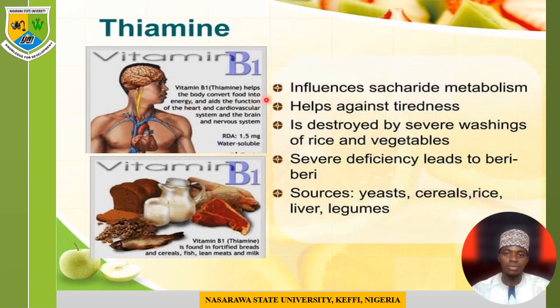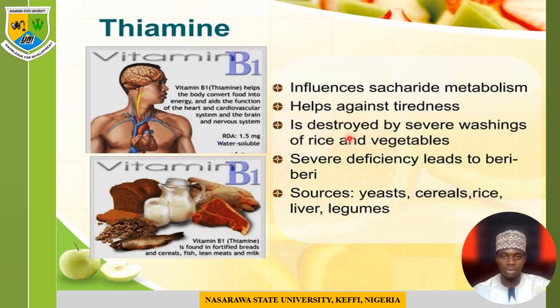So thiamine pyrophosphate influences saccharide metabolism. When I say saccharide metabolism, I mean carbohydrate metabolism. And you know, glycolysis and the TCA cycle are all part of the metabolic pathways involved in carbohydrate metabolism. It helps against tiredness because its deficiency can lead to beriberi, and we said one of the symptoms of beriberi is fatigue. It is destroyed by severe washing of rice and vegetables.